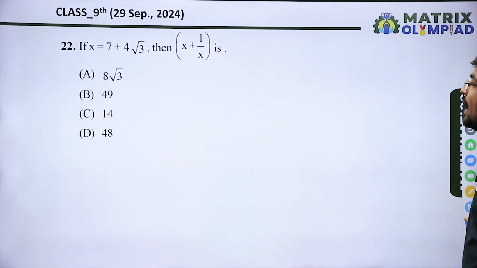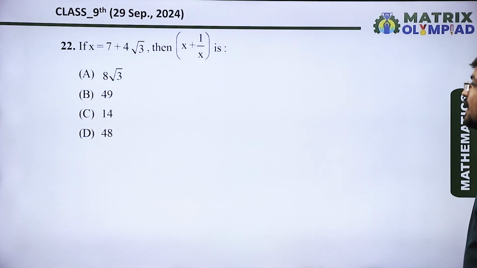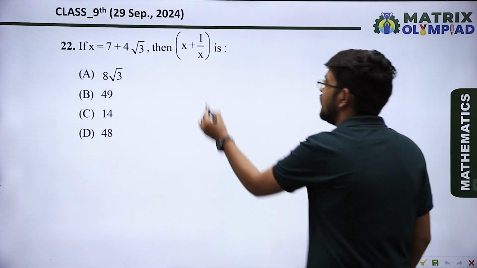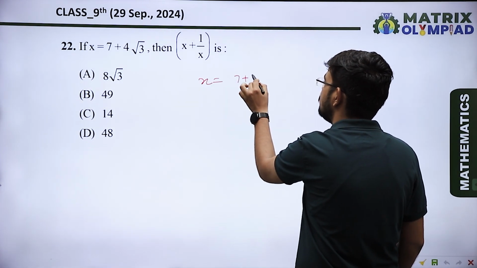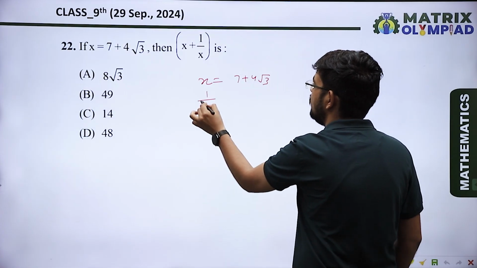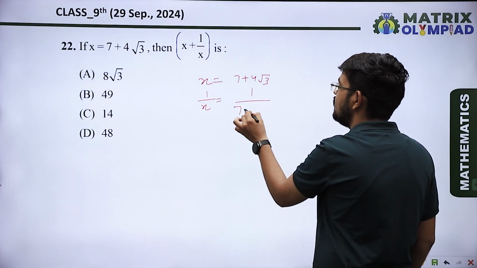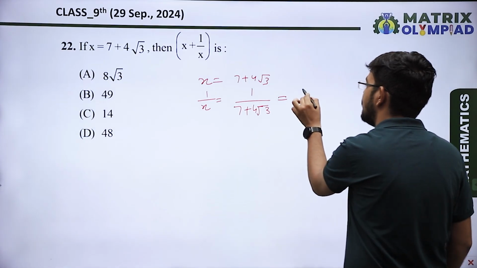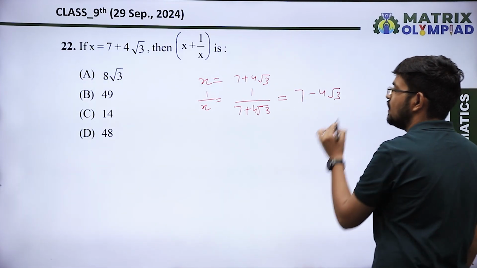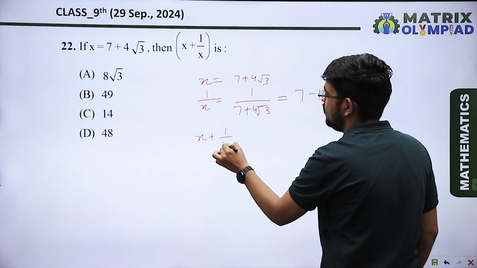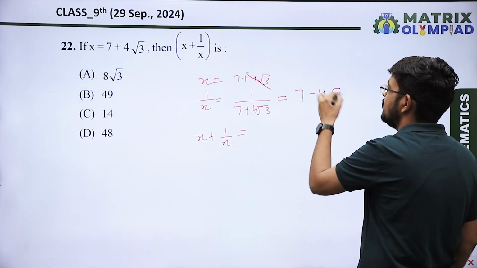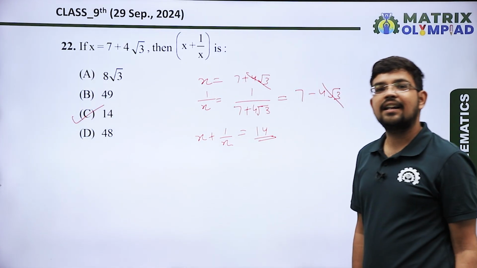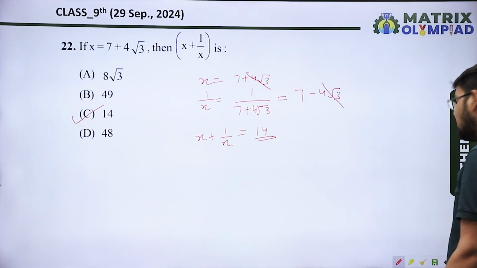Next question: x equals 7 plus 4 root 3, then x plus 1 upon x. Okay, x is given as 7 plus 4 root 3. So 1 upon x will be 1 upon 7 plus 4 root 3. When we rationalize it, we will get 7 minus 4 root 3. So x plus 1 upon x, the root terms will cancel out, and we will get 14. So option C is the correct answer for question number 22.